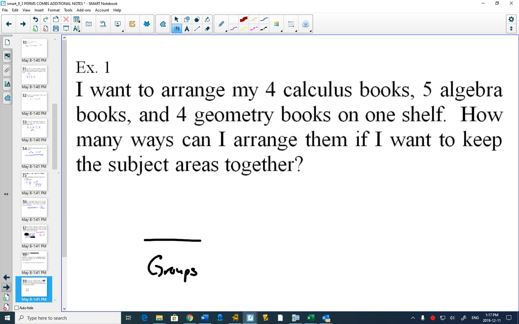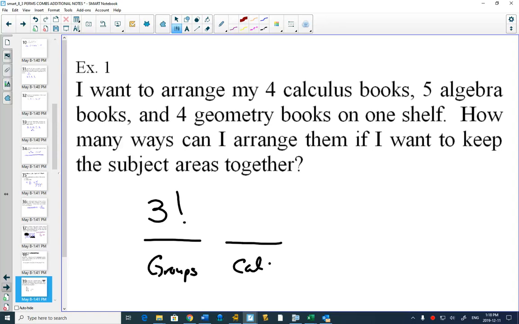my groups. How many groups do I have? I have 3 of them. How many ways could you arrange 3 groups? 3 factorial ways. Calculus, algebra, geometry, calculus, geometry, algebra. Algebra, geometry, calculus, algebra, calculus, geometry. Geometry, calculus, algebra, geometry, algebra, calculus. 6 ways.